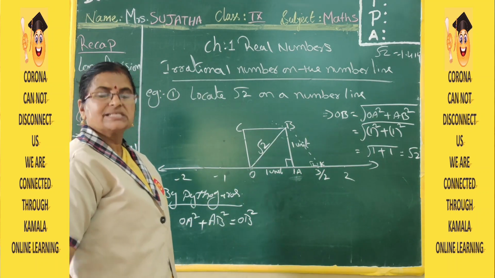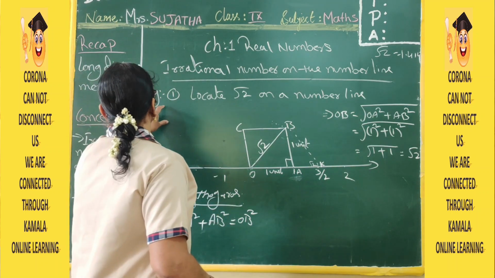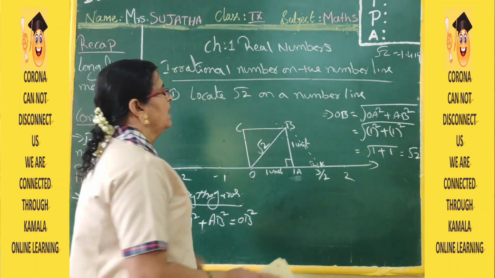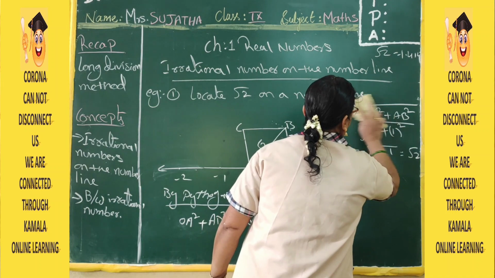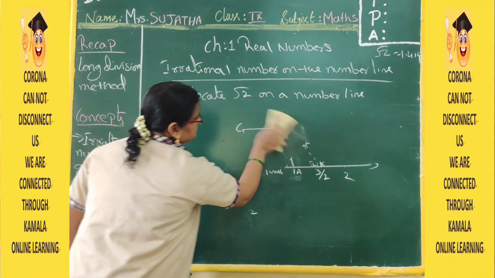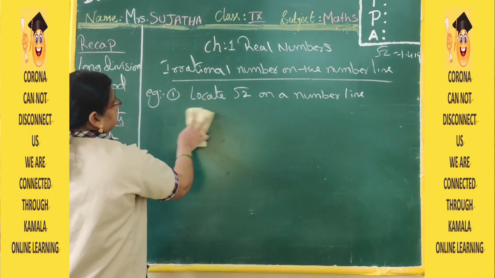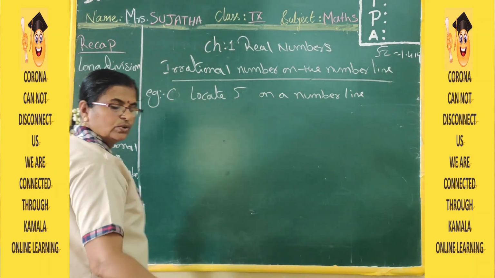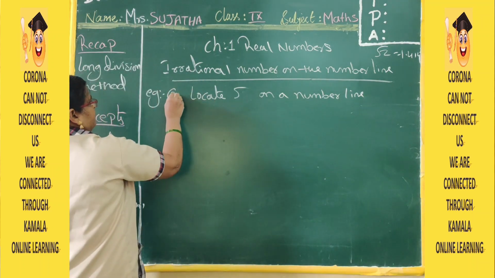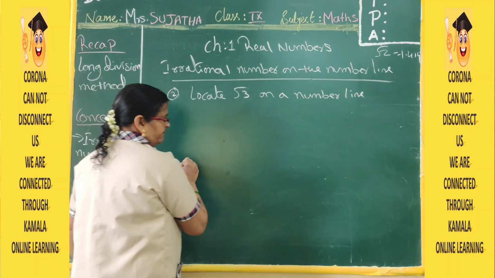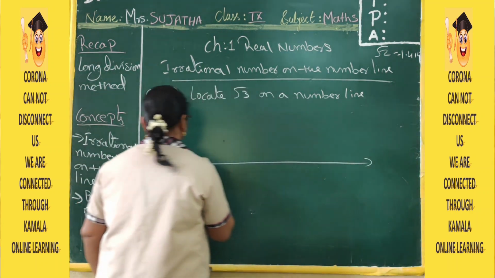Okay. Now next example also I want to give. Example 2, locate root 3 on the number line. How can we locate the root 3 on the number line? Now example 2, locate root 3 on the number line. Same way how we did in the previous sum.